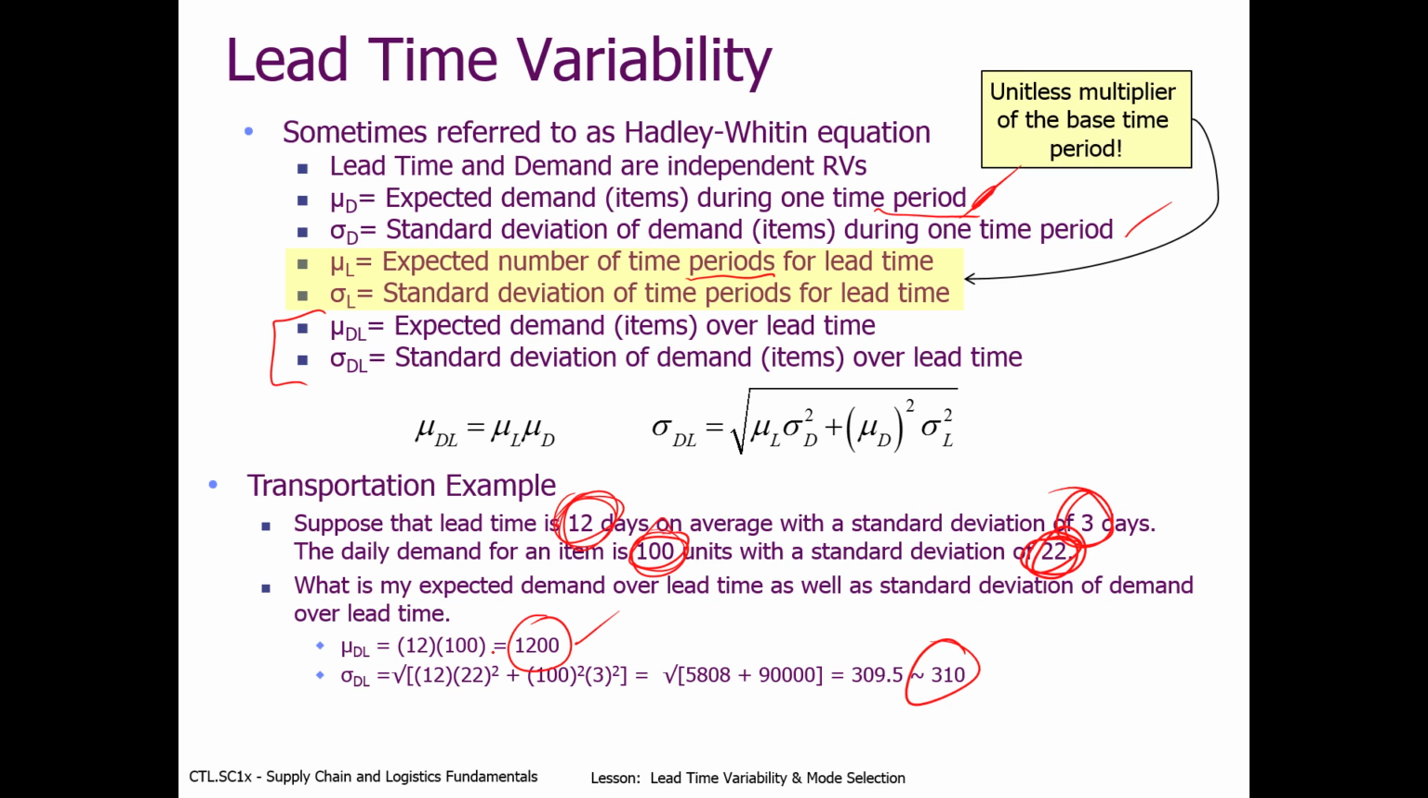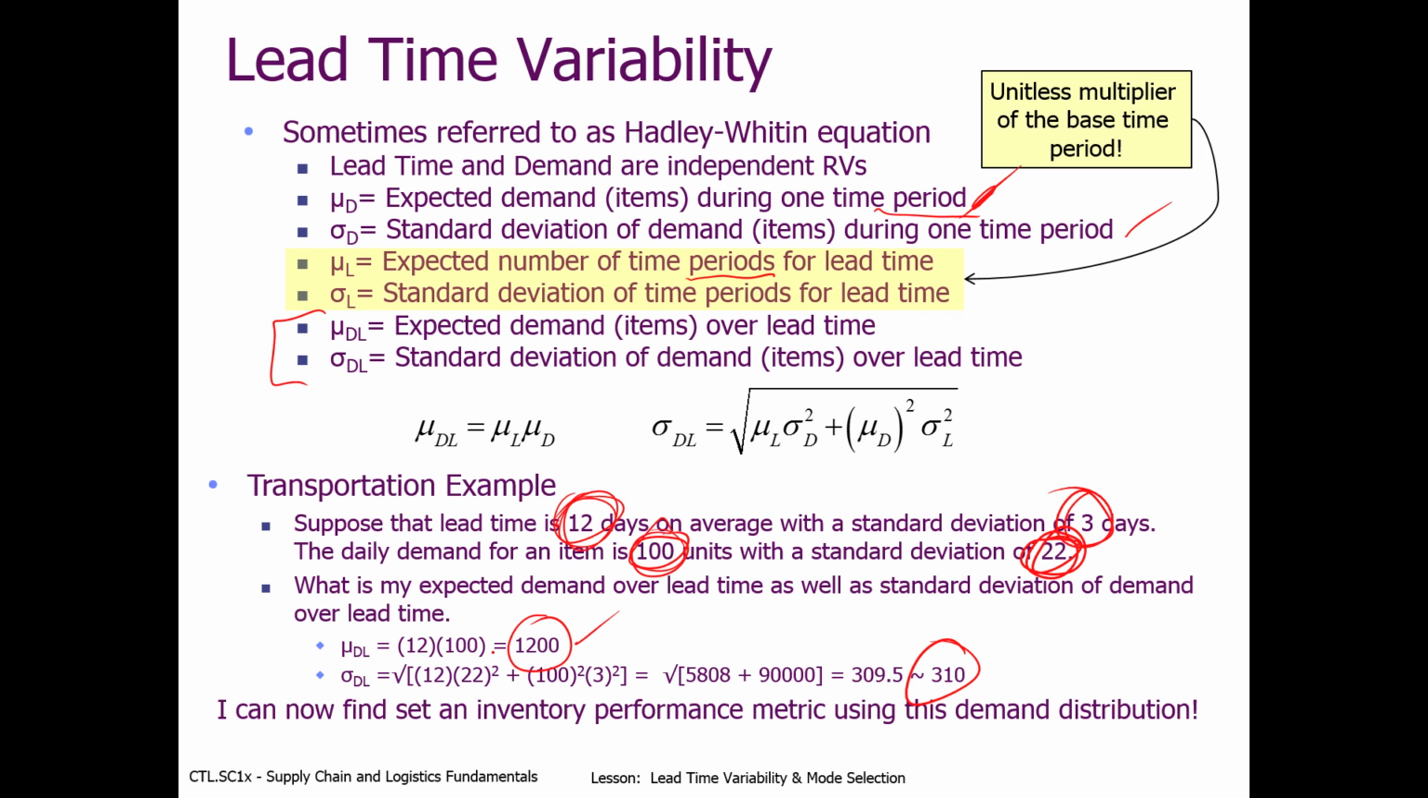Now what I haven't done here is assume a distribution. I haven't said whether this is normal, Poisson, or anything else. This is just averaging, taking expectations and variances. Now we will probably have to assume a distribution when I want to use this to figure out a performance level, because now that I have some parameters about the distribution of the demand over this random lead time, I can now set inventory performance metrics. And that's what we'll do next.